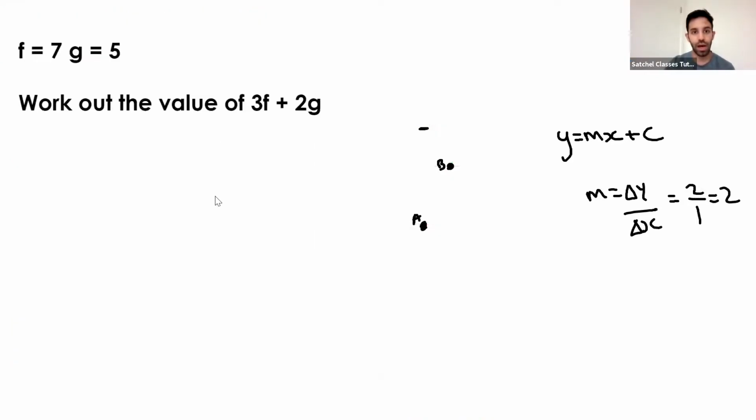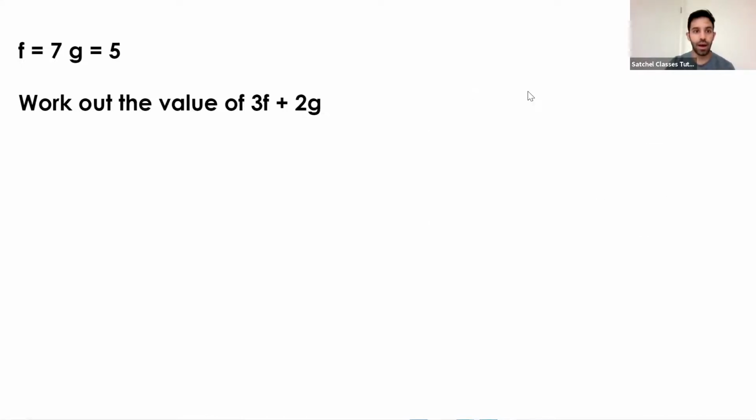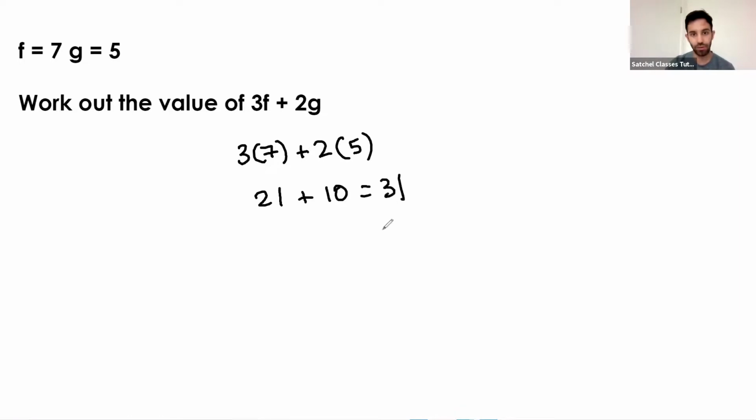All right, so let's have a look at what we need to know before we can plot linear graphs from a table of values. So here it says, work out the value of 3f plus 2g when f is 7 and g is 5. So this is substitution. We need to be very good at substituting values into equations and expressions. So if f is 7, this will be 3 times 7, and I'll write the 7 in brackets, plus 2 multiplied by g, which is 5. So that's going to be 21 plus 10, which will give us a value of 31. So it's very important that you can substitute values comfortably into equations and expressions.